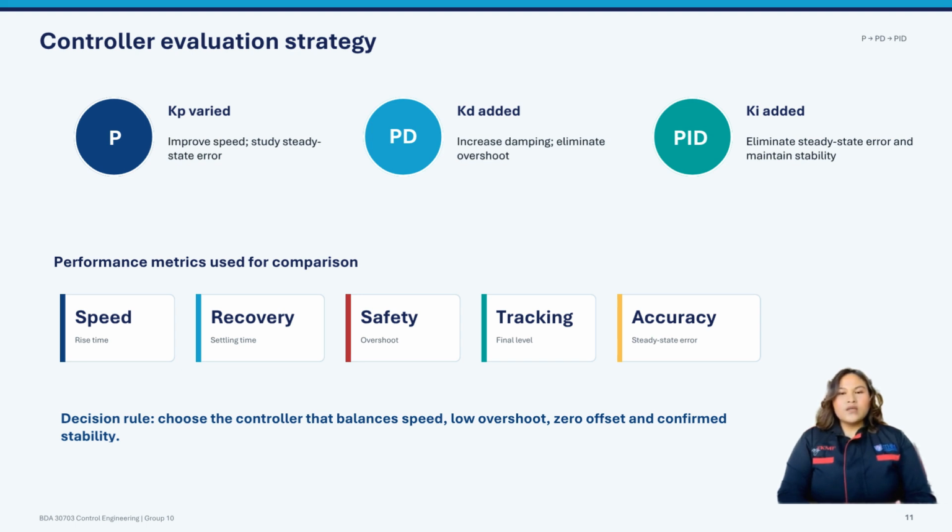Finally, we added the integral, which is the KI term, to create the PID controller, which eliminates the steady state error and improves overall performance. To compare the controllers, we use 5 performance metrics: rise time for speed, settling time for recovery, overshoot for safety, final level for tracking, and steady state error for accuracy. Based on this result, we selected the controller that provides the best balance of fast response, low overshoot, zero steady state error, and good stability.